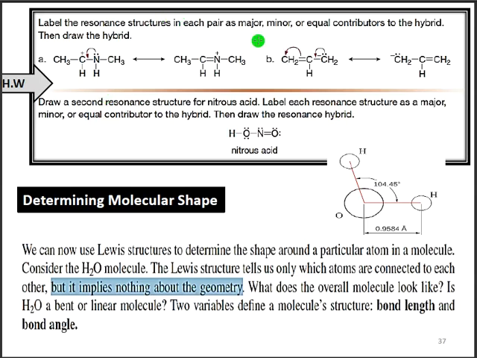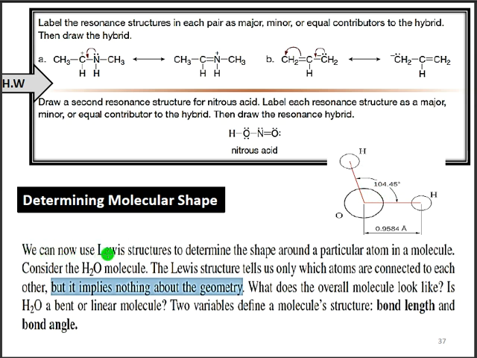Hi everybody. Our new subject today is determining molecular shape. It is clear from this figure. If you look at this figure, we have three atoms here, and the important things in this figure are the bond length and the angle between two bonds. Okay, we can start.